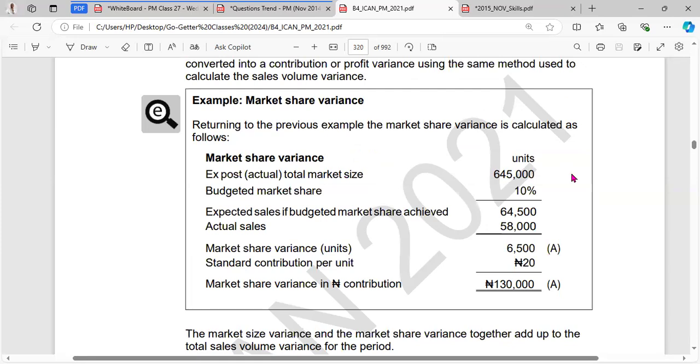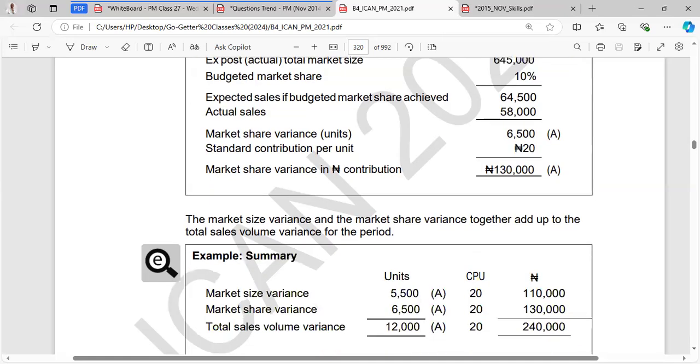So that means you expected that you are supposed to be selling 64,500, but you actually sold 58. It fell below your expectation. So this is where they will use in blaming the company, 130,000.